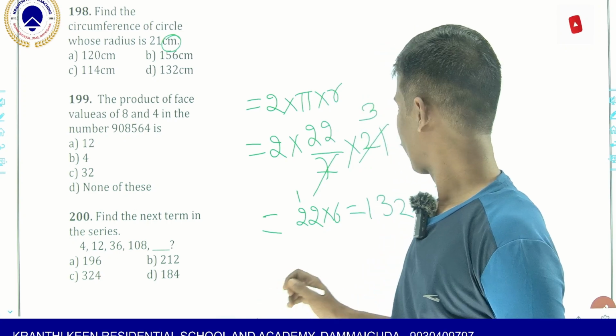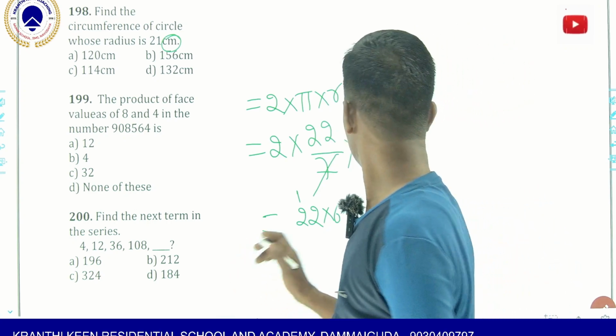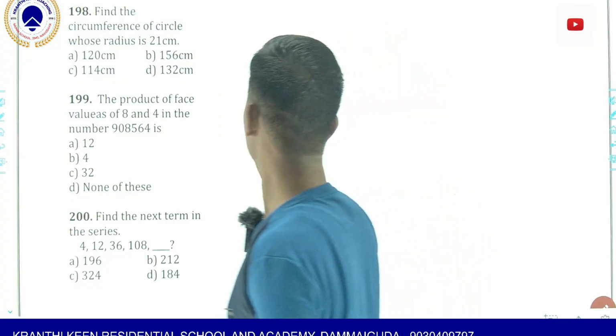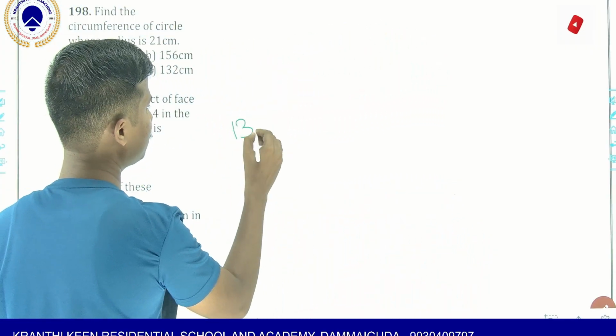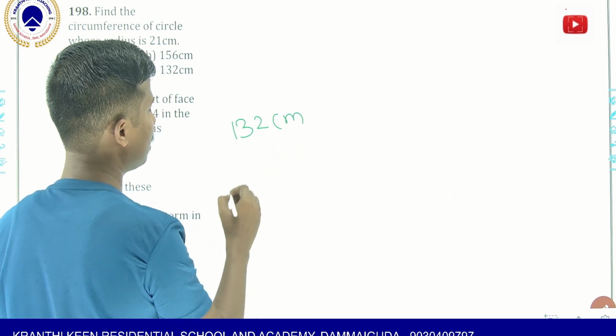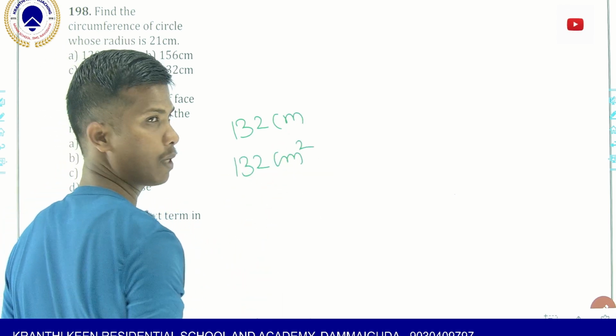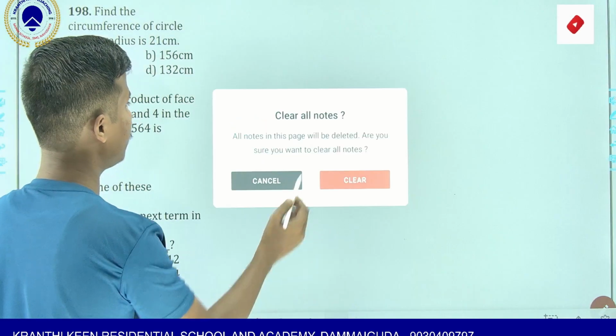For this question, this is not the area, no? That's why you have to write only 132 centimeter. If the area is given, what do you have to write? You have to write centimeter square. Here it is perimeter, no? Therefore, you write centimeter.